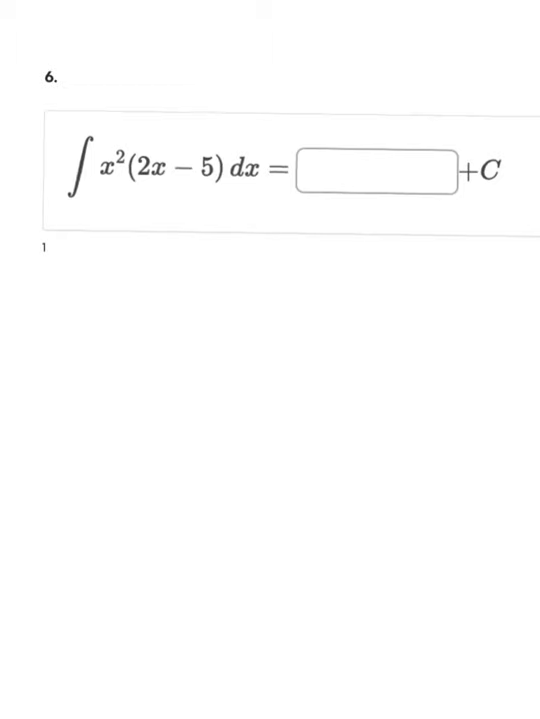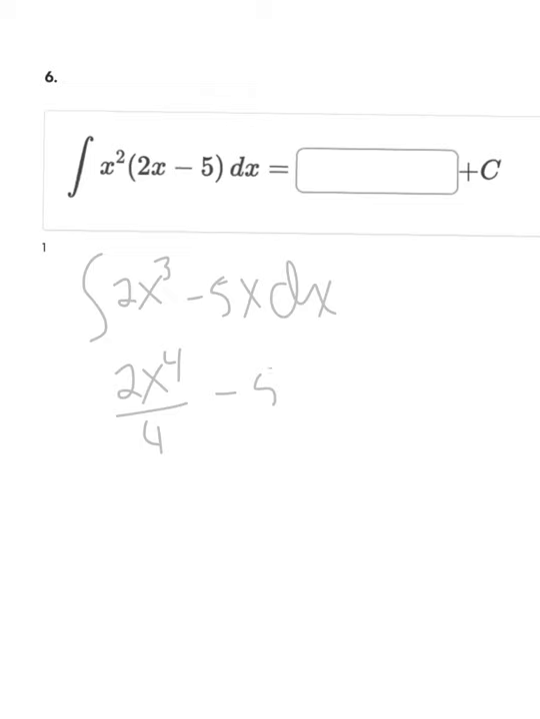On to number 6. Number 6, I would just multiply it out. So you got 2x cubed minus 5x squared dx. So you take the antiderivative of that. That would be 2x to the 4th over 4 minus 5x squared over 2 plus c. We could also do it this way. That would have been the answer that they provided.